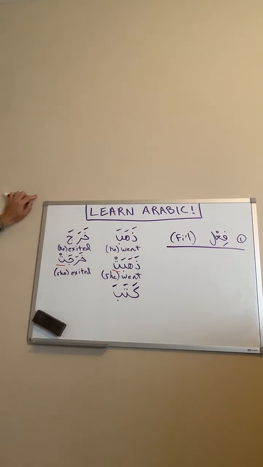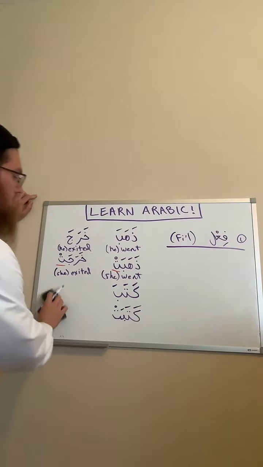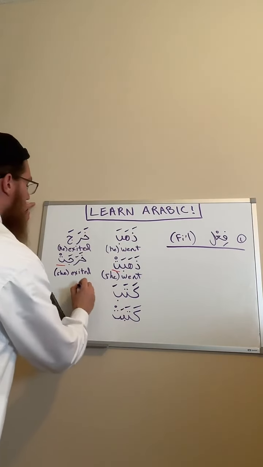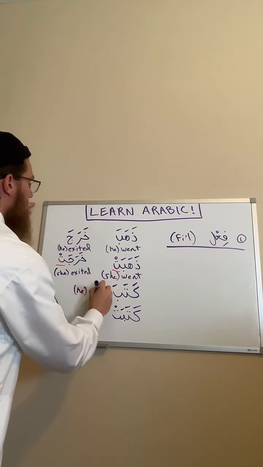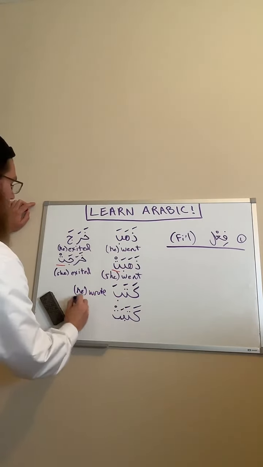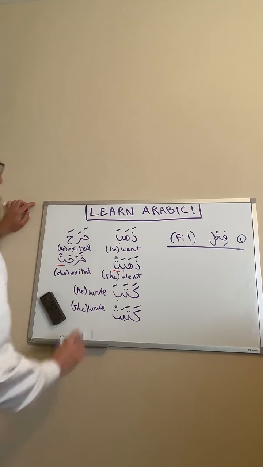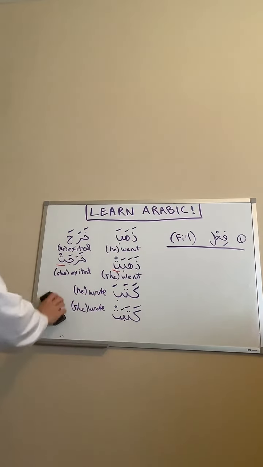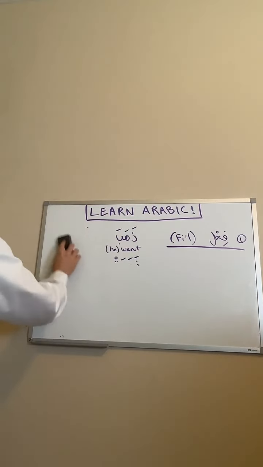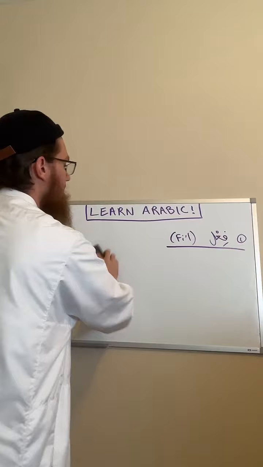I'll give one more example of a fi'l. Who can define this for me? What does this mean? Very good. This means he wrote. Kataba means he wrote. If we add the ta, it turns into she wrote. So these are some examples of the fi'l, and we get a little taste of how we make something that is masculine, feminine.